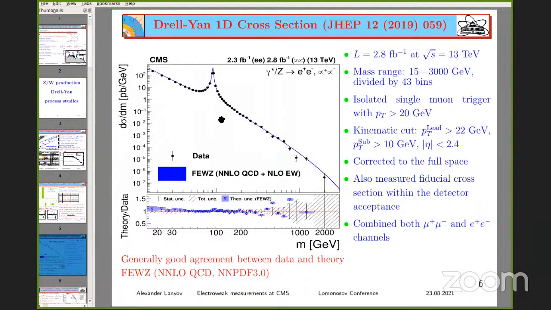And there is a comparison with the FEWZ results, which were done at next-to-leading-order QCD and next-to-leading-order electroweak. And the agreement is rather good. So this paper also contained the measurement of fiducial cross sections with different detector acceptances, and this analysis combined both dimuon and dielectron channels.